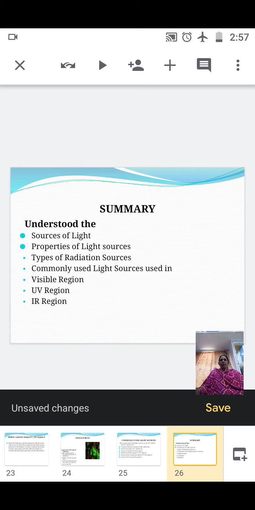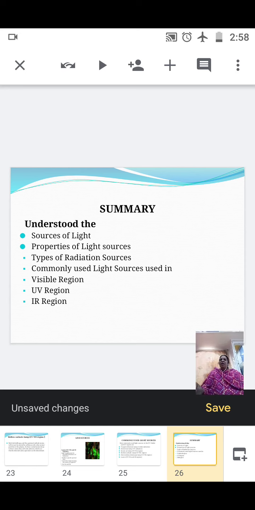Then you have the mercury and xenon arc lamps. They produce radiation at 200 to 800 nanometers. Therefore, they are well suited for the UV and visible region. Then we have deuterium arc lamps or hydrogen arc lamps. They produce radiation between 200 to 400 nanometers, and hence they are well used for the UV region.